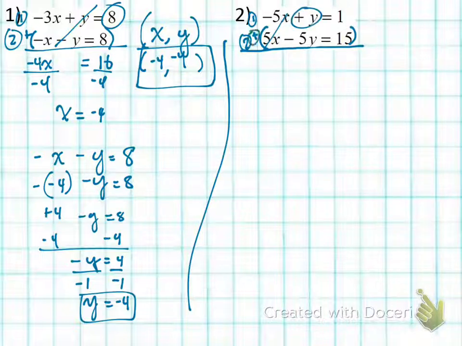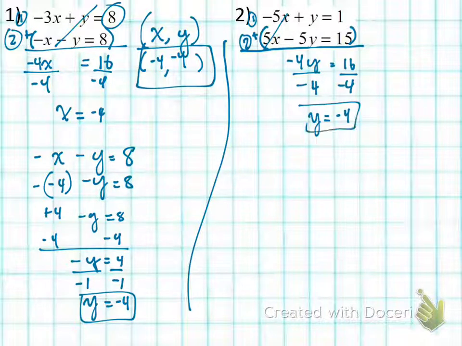Positive y plus negative 5y, which is equal to 1 plus 15 is 16. So divide both sides by negative 4 now that the x's are eliminated. So y is equal to negative 4. So in my answer now, we have an x and a y. We know that the y is negative 4. So that is the output.